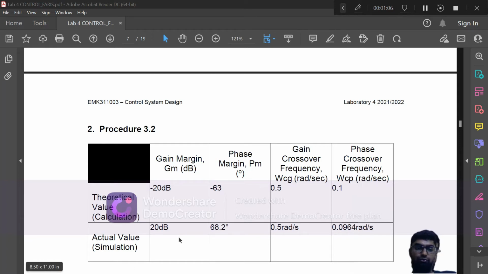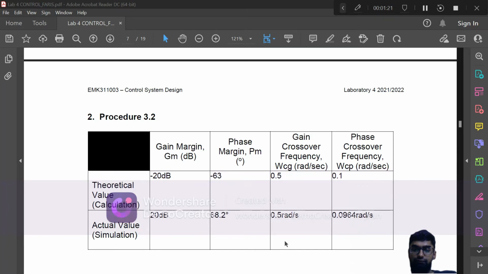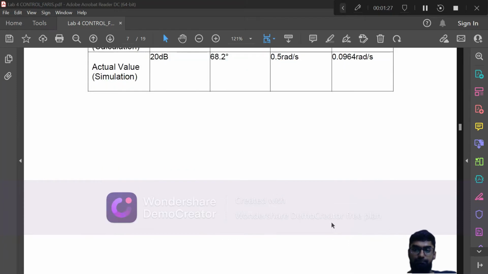The actual value from the simulation, I get gain margin of 20 decibel, and the phase margin equals to 68.2 degree, and gain crossover frequency equals to 0.5 radian per second, and the phase crossover frequency equal to 0.0964 radian per second.